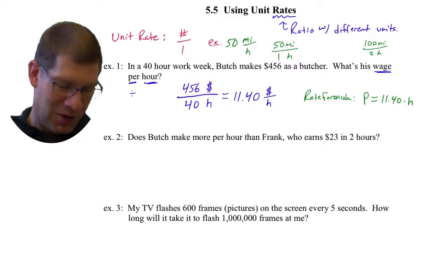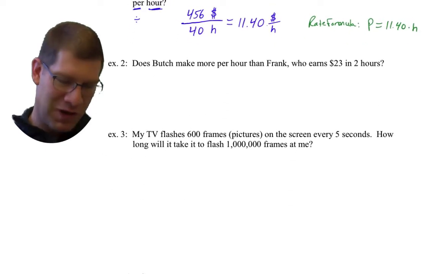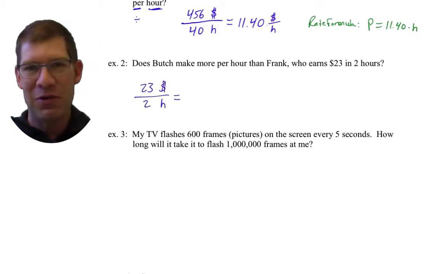All right, I need to keep going. So if we have Butch, does Butch make more per hour than Frank, who earns $23 in 2 hours? So we could go and set it up the same way. We have the dollars per hour. So $23 divided by 2 hours. We take and plug that in.